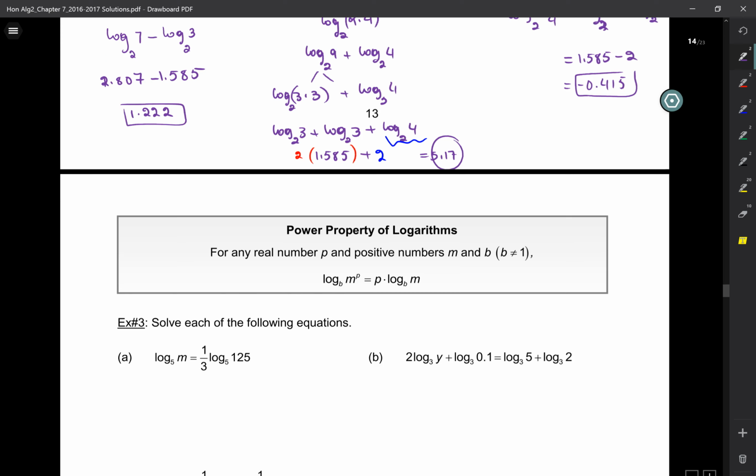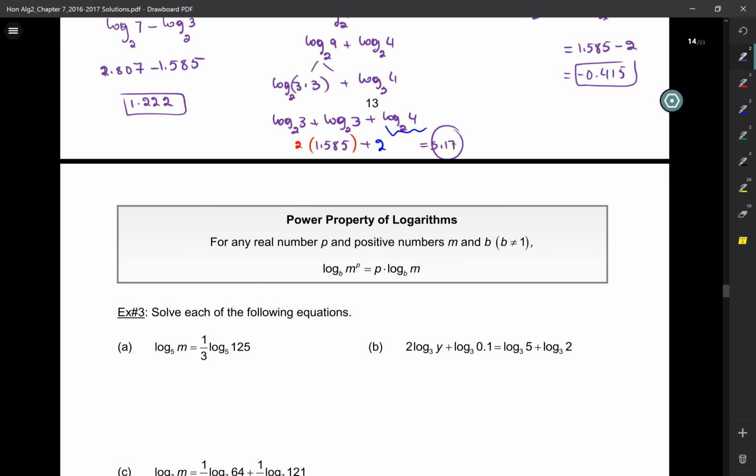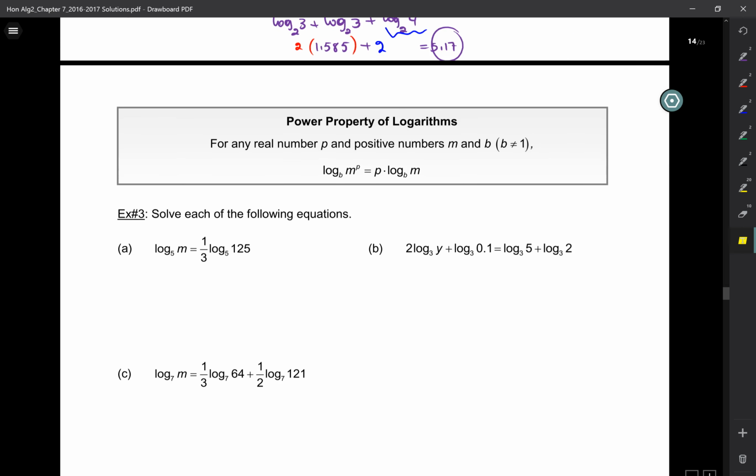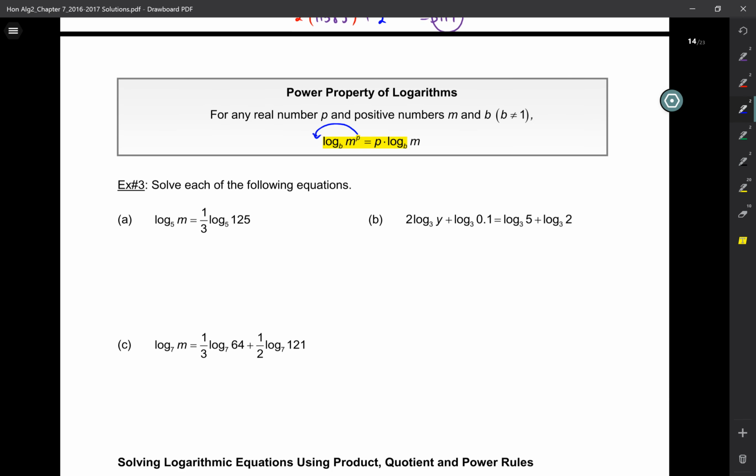Okay? Now, what about the power property? This is the fun property. The power property says when you have a power, log base b of m to the power of p, the exponent always comes down and it just becomes a coefficient. It's so much fun. Okay? It really is.